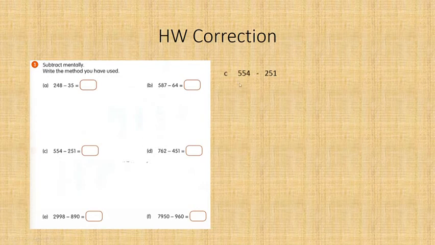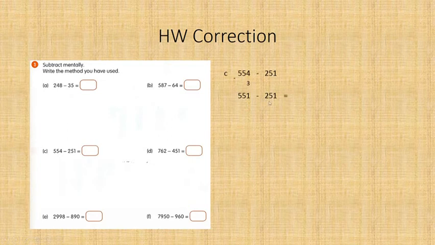Here in 554 minus 251, I will just make this units 4 into this units 1. So I will just subtract 3 from it. If I subtract 3 from 554, the answer is going to be 551 minus 251. Here, it's easier for everybody to make this subtraction.